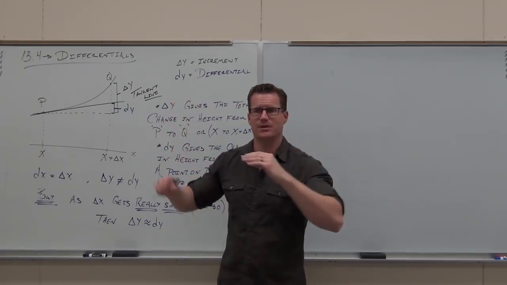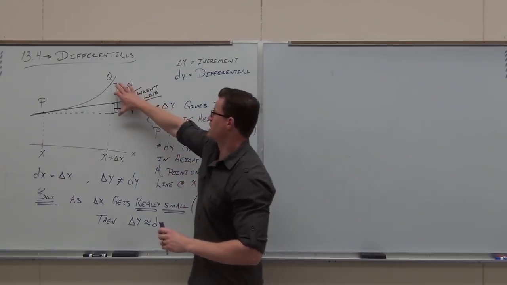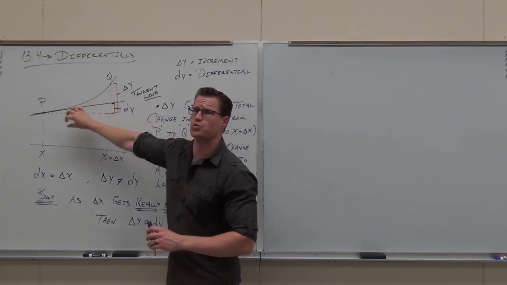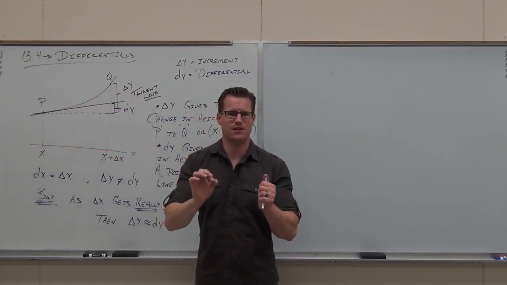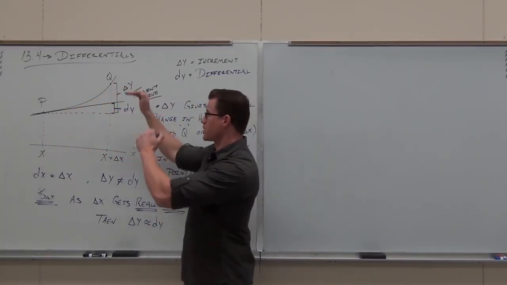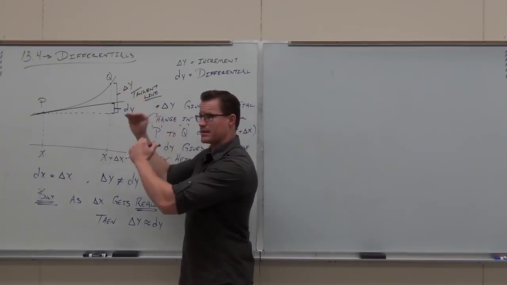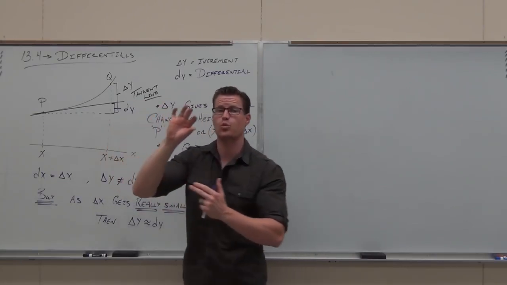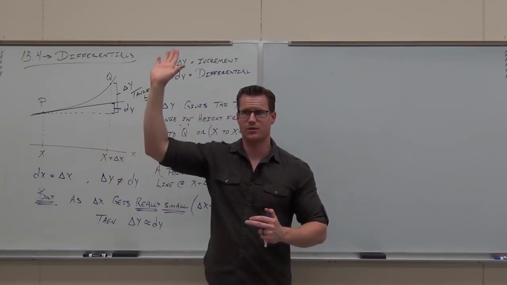That's the plan. But differential speaking, we're saying the change in the height of the curve and the change in the height of the tangent get really, really close. That is the idea of a differential. It's comparing the height of the curve to the height of the tangent line over a set distance and then closing that distance, so they're getting really close. Are you okay with that?